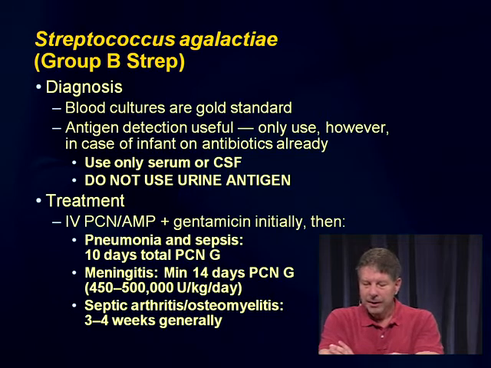Treatment is penicillin or ampicillin plus gentamicin initially. And then for pneumonia and sepsis, we usually finish out 10 days total of penicillin G. For meningitis, a minimum of 14 days of penicillin. And for septic arthritis and osteomyelitis, it's generally a longer course.